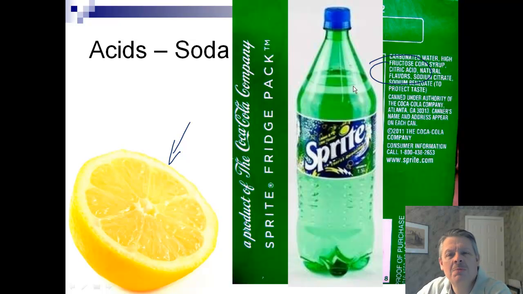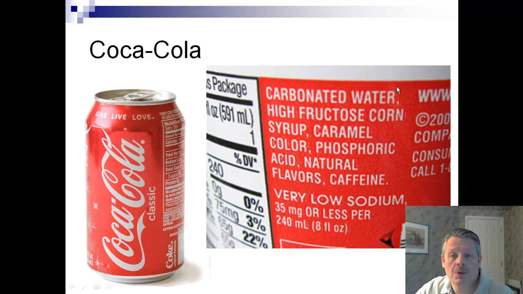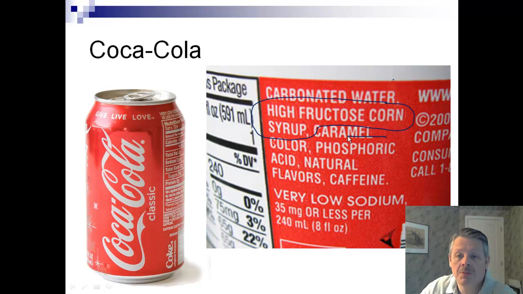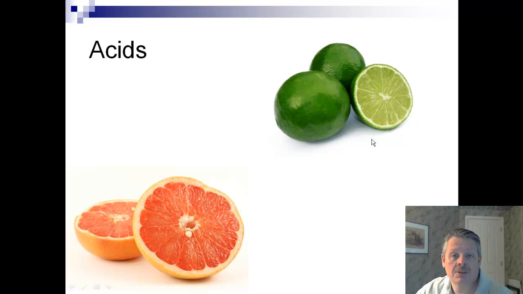And you say, well, wait a minute. Sprite isn't sour. Well, the reason it doesn't taste sour is you've got this high fructose corn syrup in here, which makes it very, very sweet. So when you look at Coca-Cola, for example, Coca-Cola is mainly carbonated water, and its second most popular ingredient is high fructose corn syrup. But if you go further down, you're going to see phosphoric acid. So Coca-Cola does contain, again, an acid.